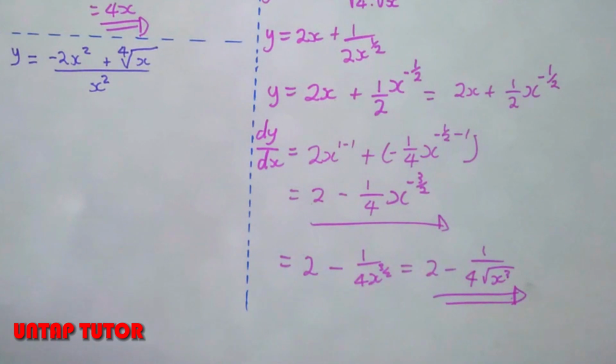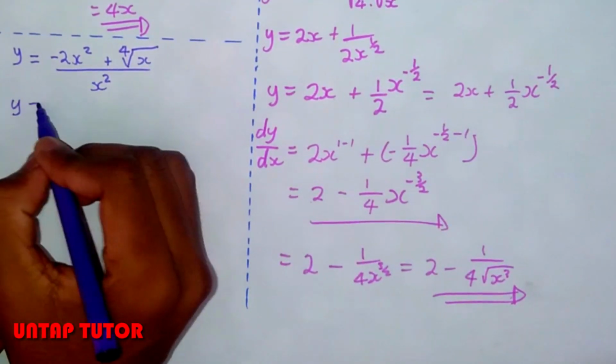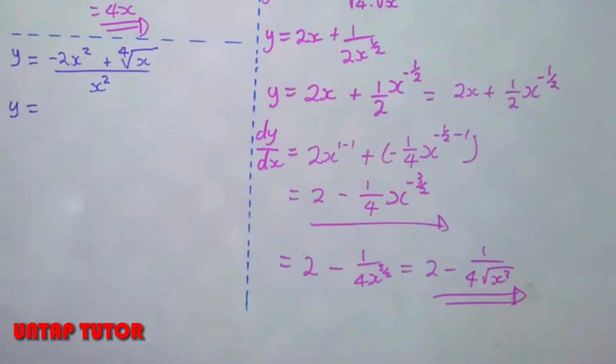And for this question, we have y is equal to minus 2x squared plus 4th root of x, all over x squared. Again, this is how we do this. We say y. So to simplify, are there any brackets? No, but there is a root and there is also an x in the denominator. So first things first, we need to raise that x into the numerator.